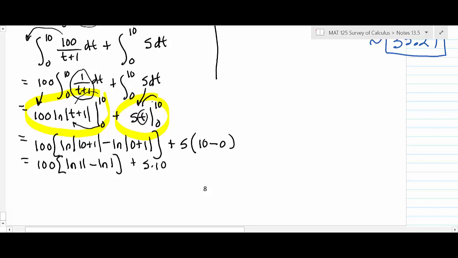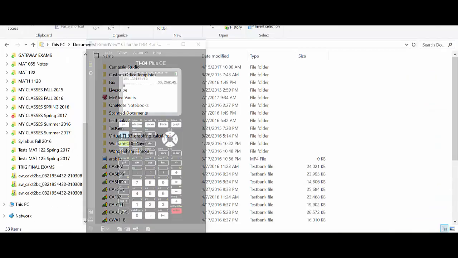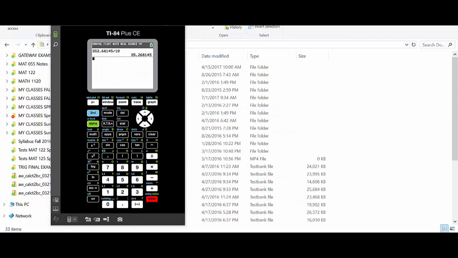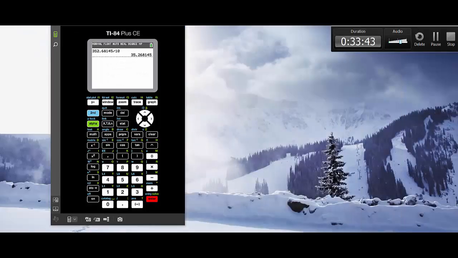Now we don't want that answer. We're talking about money here, or rates. It's better to deal with just some sort of number. So what I'm going to have here is 100 ln 11. What's ln of 1? 0. And then we have 50. From here, I'm just going to do this on the calculator to get an approximate answer.